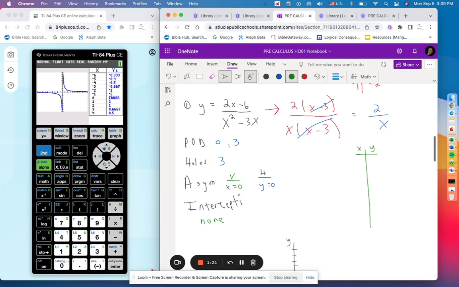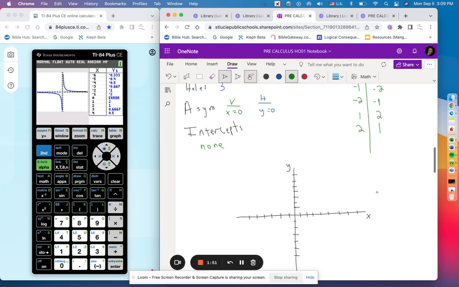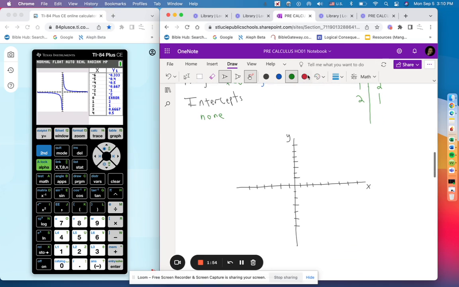So since my vertical asymptote is 0, I'm going to pick 2 numbers to the left, which happens to be -1 and -2. 2 numbers to the right, 1 and 2. And now you just go to your table. Let's see, -1 is -2. -2 is -1. 1 is 2. And 2 is 1. And after this, you literally just draw your graph. But again, if I'm going too fast when you're doing these, just pause it.